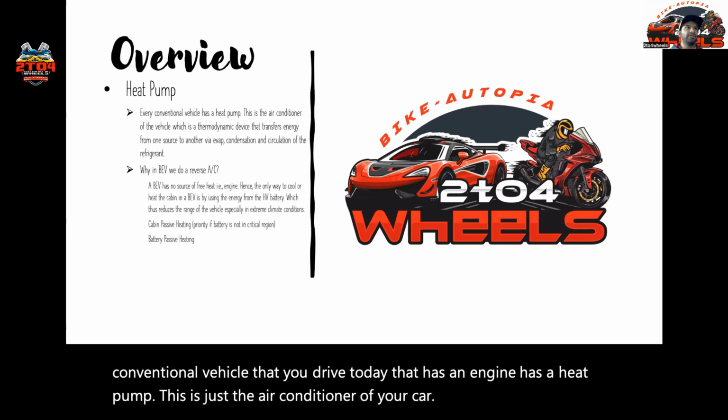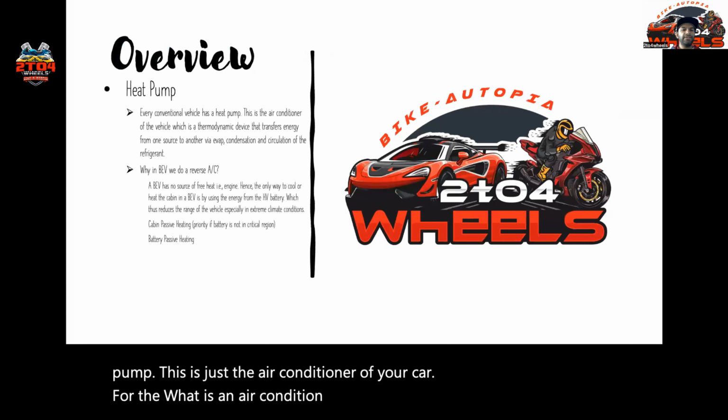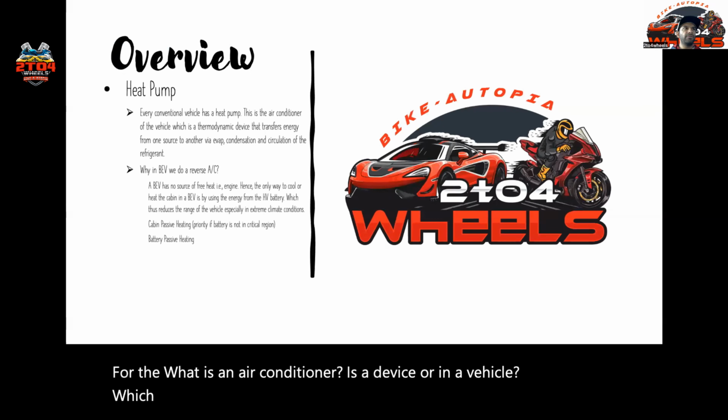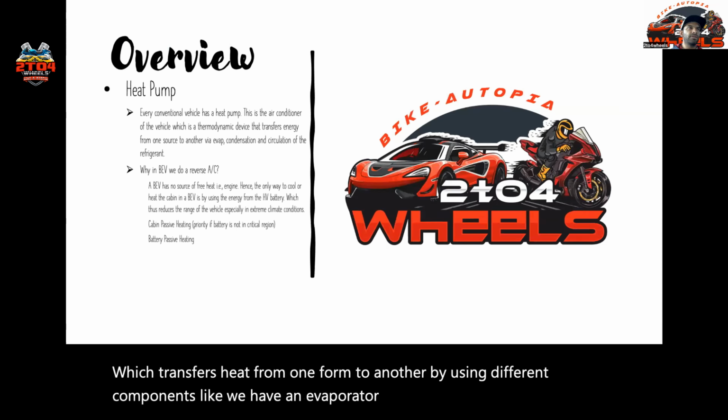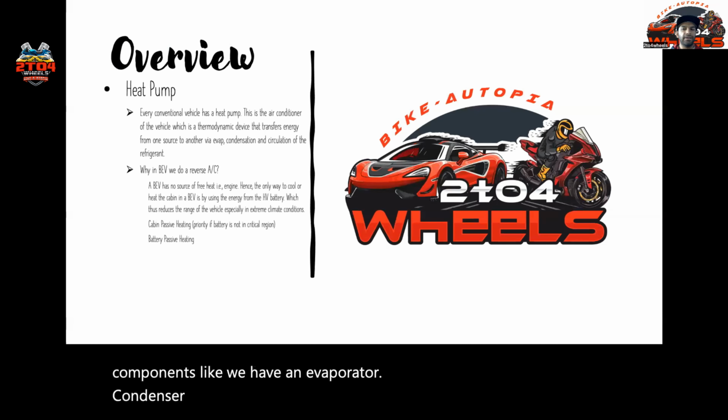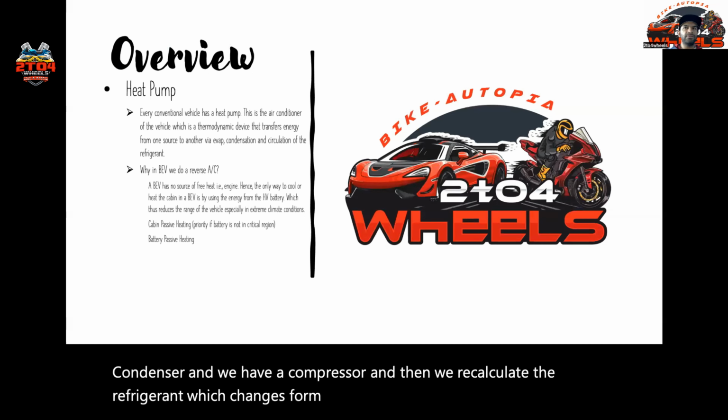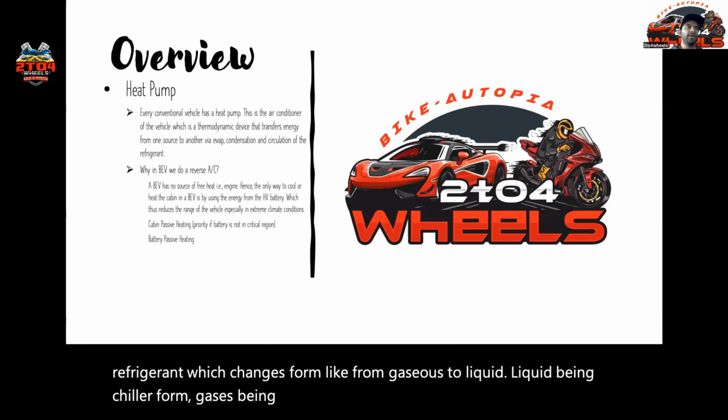Now, what is an air conditioner? It's a device, or in a vehicle, which transfers heat from one form to another by using different components. We have an evaporator, a condenser, and a compressor, and then we recirculate the refrigerant, which changes form from gaseous to liquid, liquid being the chiller form, gaseous being where it's hot.